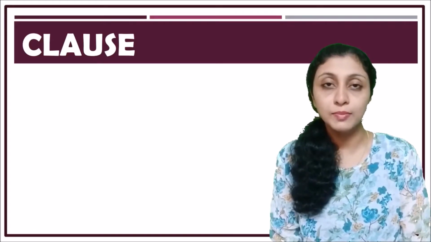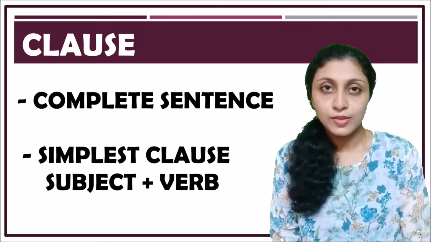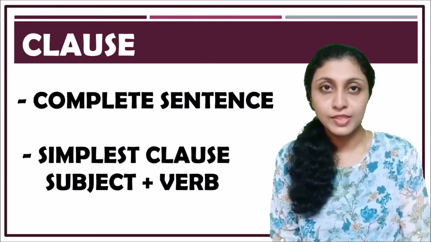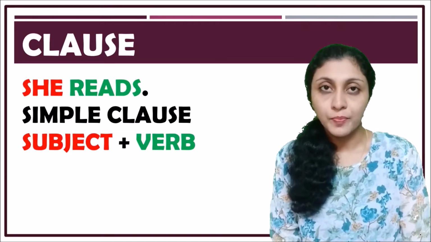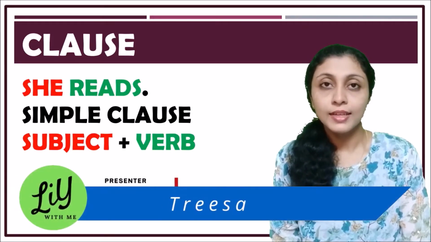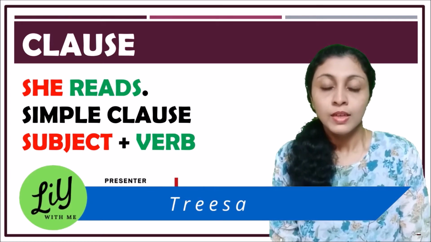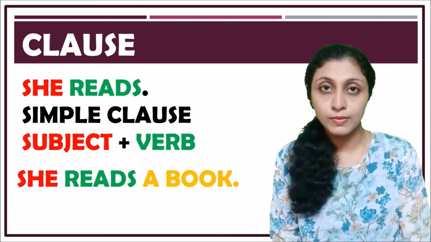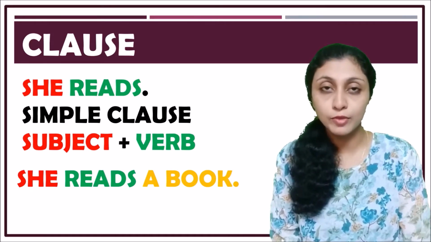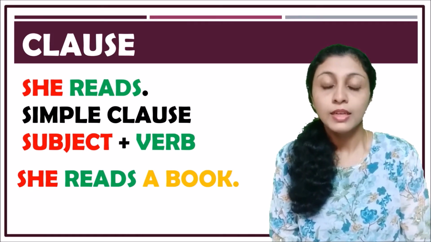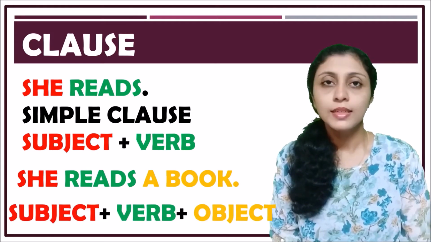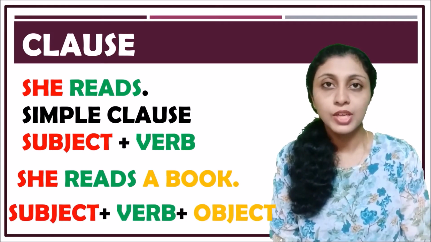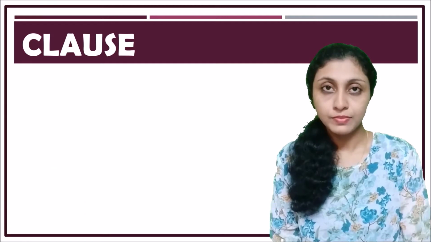A clause refers to a complete sentence. The simplest clause consists of a subject and a verb. She reads. Here, she is the subject and reads is the verb. She reads a book. This is another clause, and here we've got some more information, which is a book. Book is the object. Here the pattern is the subject, verb and the object.